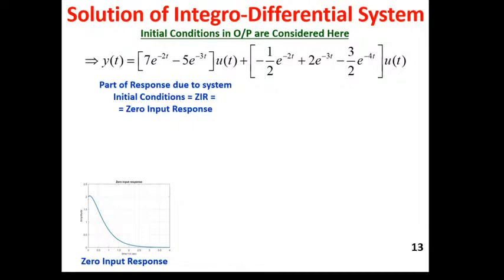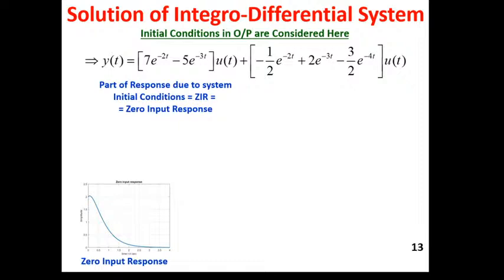You can find that it is 7 e raised to minus 2t minus 5 e raised to minus 3t. We have plotted it, and it is named the zero input response. There is a little stable part at the start from a height of 2, and then it has fallen and asymptotically touched the base somewhere around 3 or so. So this response is exponentially coming down and touching the x axis. So this is the zero input response.